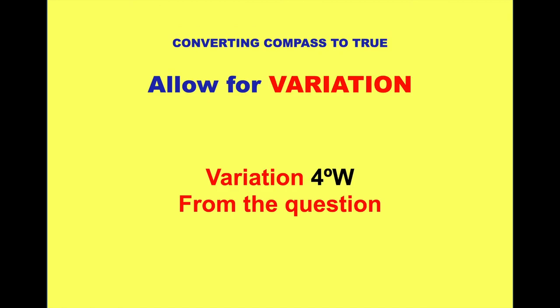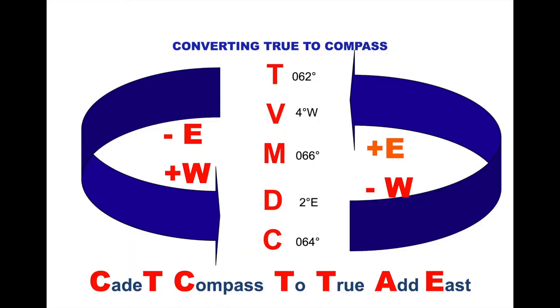Next, we apply the variation. Variation is 4 degrees. This came from the question. And we pop this in. So we've got the 64 compass. So compass to true, add east. If it's add east, we subtract the west. So compass 64, deviation is 2 degrees east.